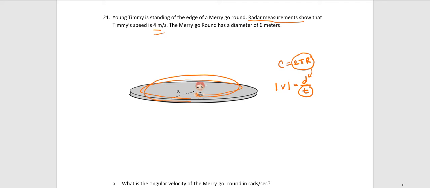So part A here, where it says what is the angular velocity of the merry-go-round. So that's a change in theta over a change in time. And when this thing goes around once, your change in theta in radians is 2 pi. And I just chatted a little bit about how to calculate your time.